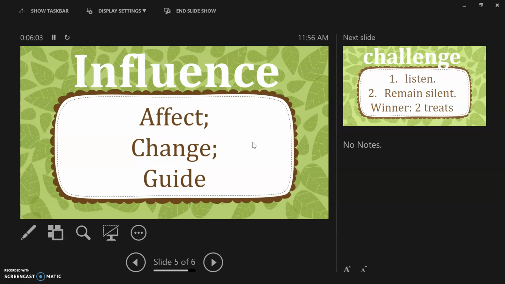Okay, so today we're going to be learning about point of view. I can describe how a narrator's point of view influences how events are described in a narrative.